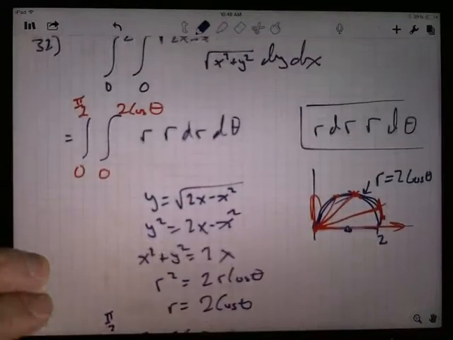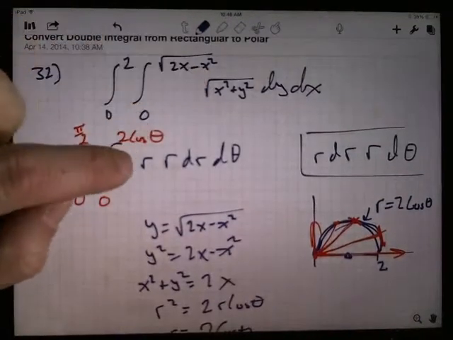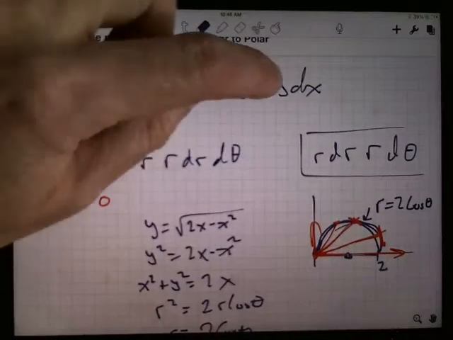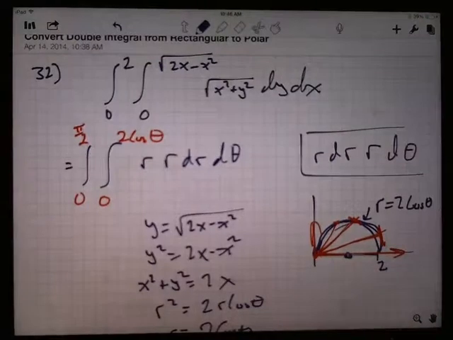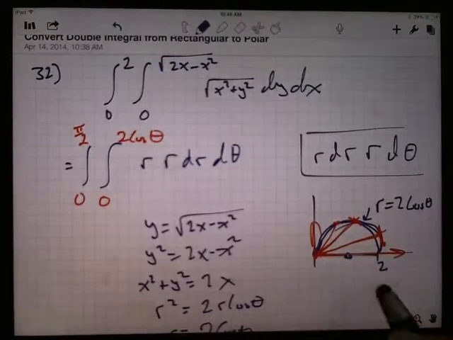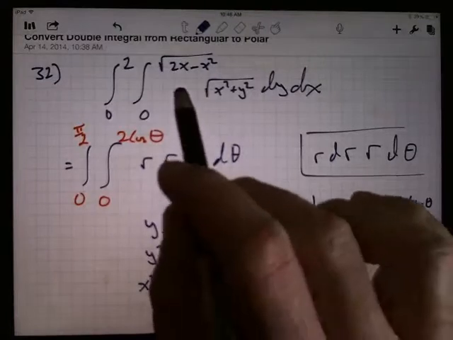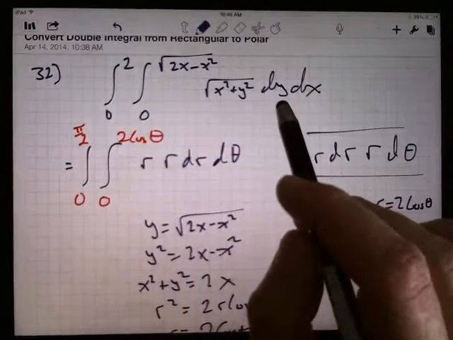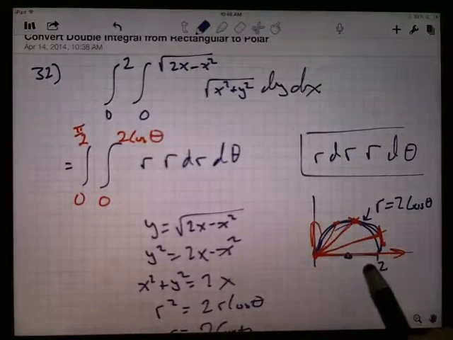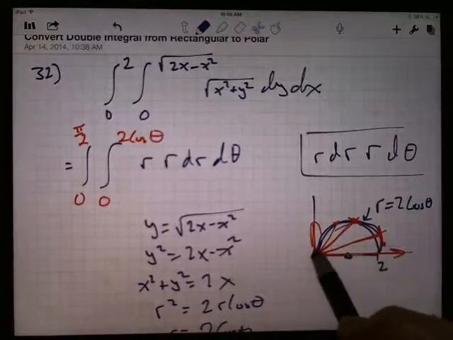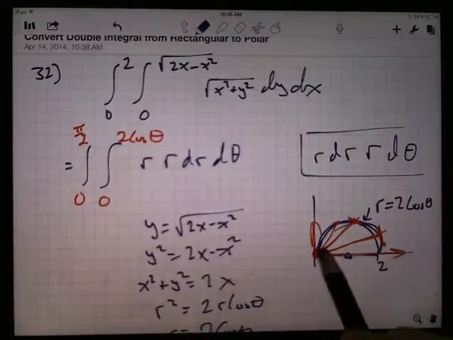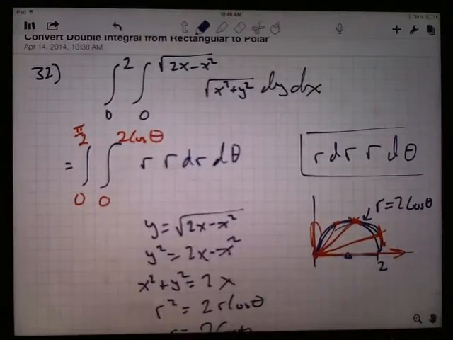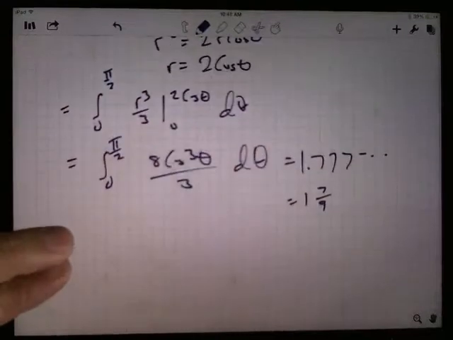What's the process? The process is I needed to convert the function. I converted to an r. I needed to convert the dA, which is r dr d theta, and I needed to convert the limits of integration. In order to do that, I draw a picture of what region is being described in x's and y's, and then I say, okay, what values of theta are involved here? And for each value of theta, what values of r are involved? Okay. So there you go, number 32.